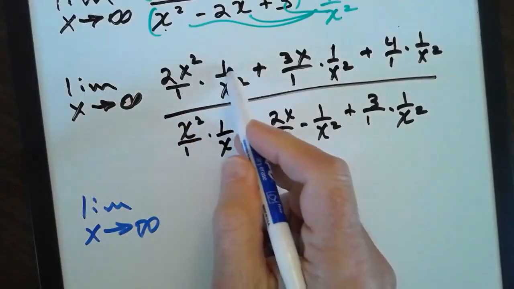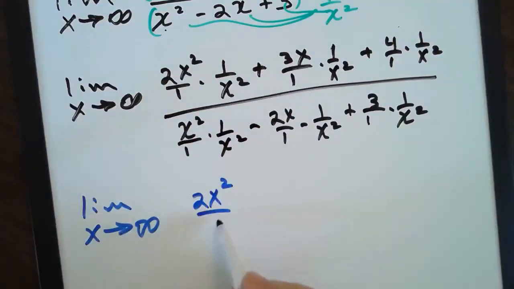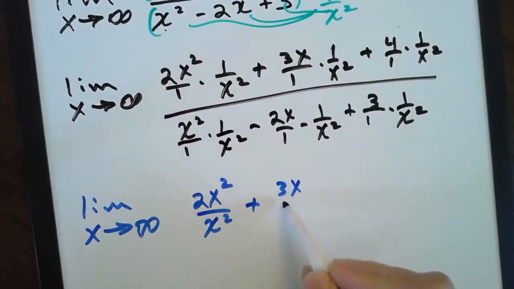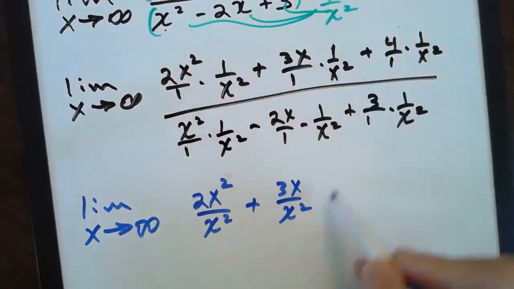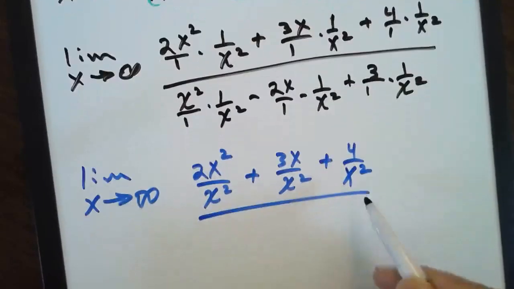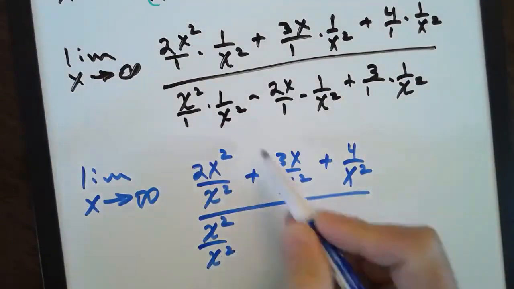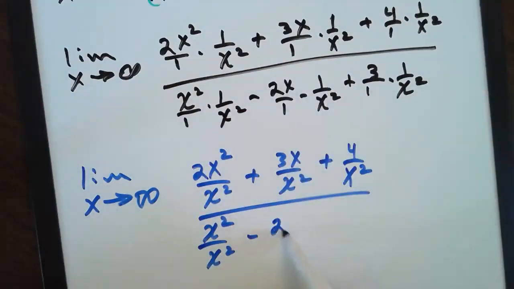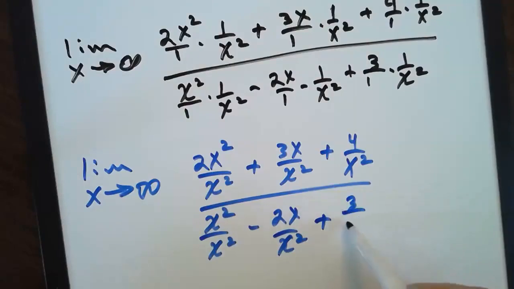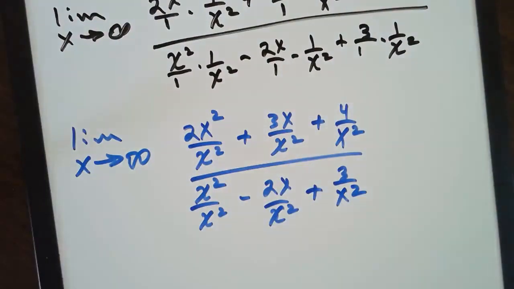So this will be 2x squared times 1 over 1 times x squared, which is 2x squared over x squared, plus 3x over x squared, plus 4 over x squared, over x squared over x squared, minus 2x over x squared, plus 3 over x squared. All right, and so from here, we're going to apply the limit to each one of these.